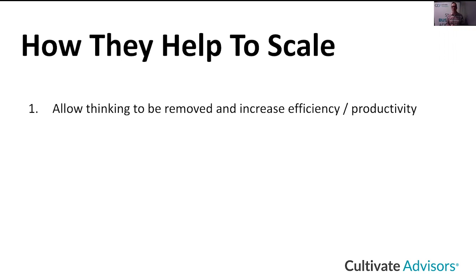Number 1 here, how do they help scale? Well, they allow thinking to be removed and increase the efficiency and productivity. It's that thought of, well, this is just how I do things. This is just how we do it, right? You remove that and it actually speeds up the productivity of you and your employees. So that's a big, big reason for a system.